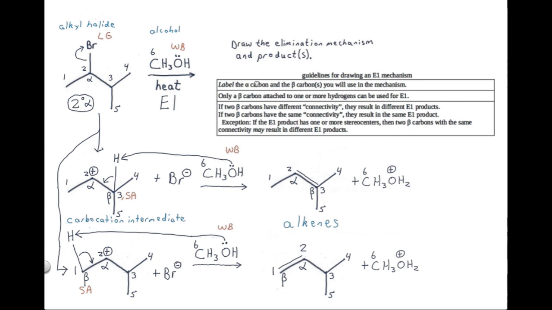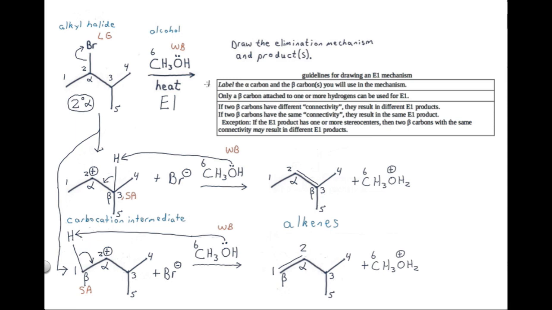We labeled the alpha carbon in all of our pictures. In this picture, we labeled carbon 3 as the beta carbon because that was the beta carbon we were using in this mechanism. And in this picture, we labeled carbon 1 as the beta carbon because that's the beta carbon that we're using in this mechanism.